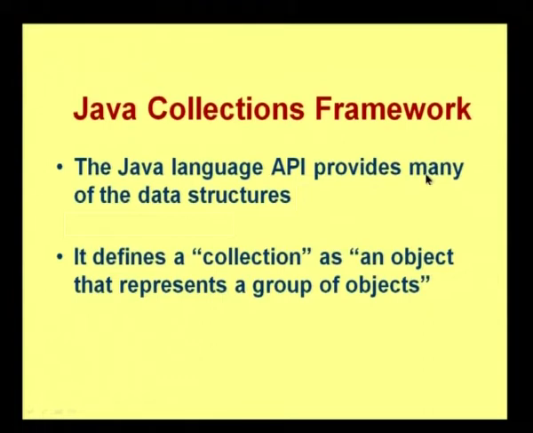The Java language API provides many data structures. It defines a collection as an object that represents a group of objects. So we'll see what is collection.